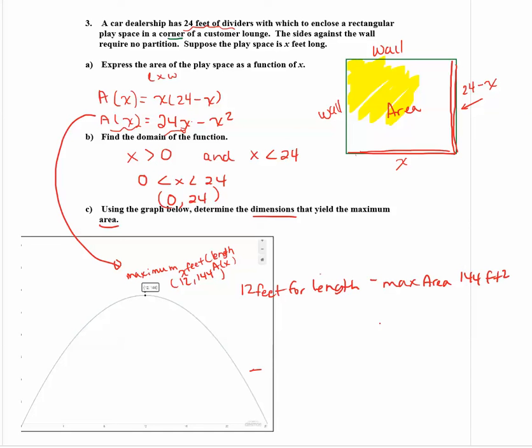But those aren't the dimensions of the rectangle. So what we need to do is maybe look at our diagram up here, and we want to pick 12 feet for the length. So then our other side was 24 minus x, or 24 minus 12. So 12 feet is going to be the dimensions for the width. So we want to make a 12 by 12 partition to maximize the area.